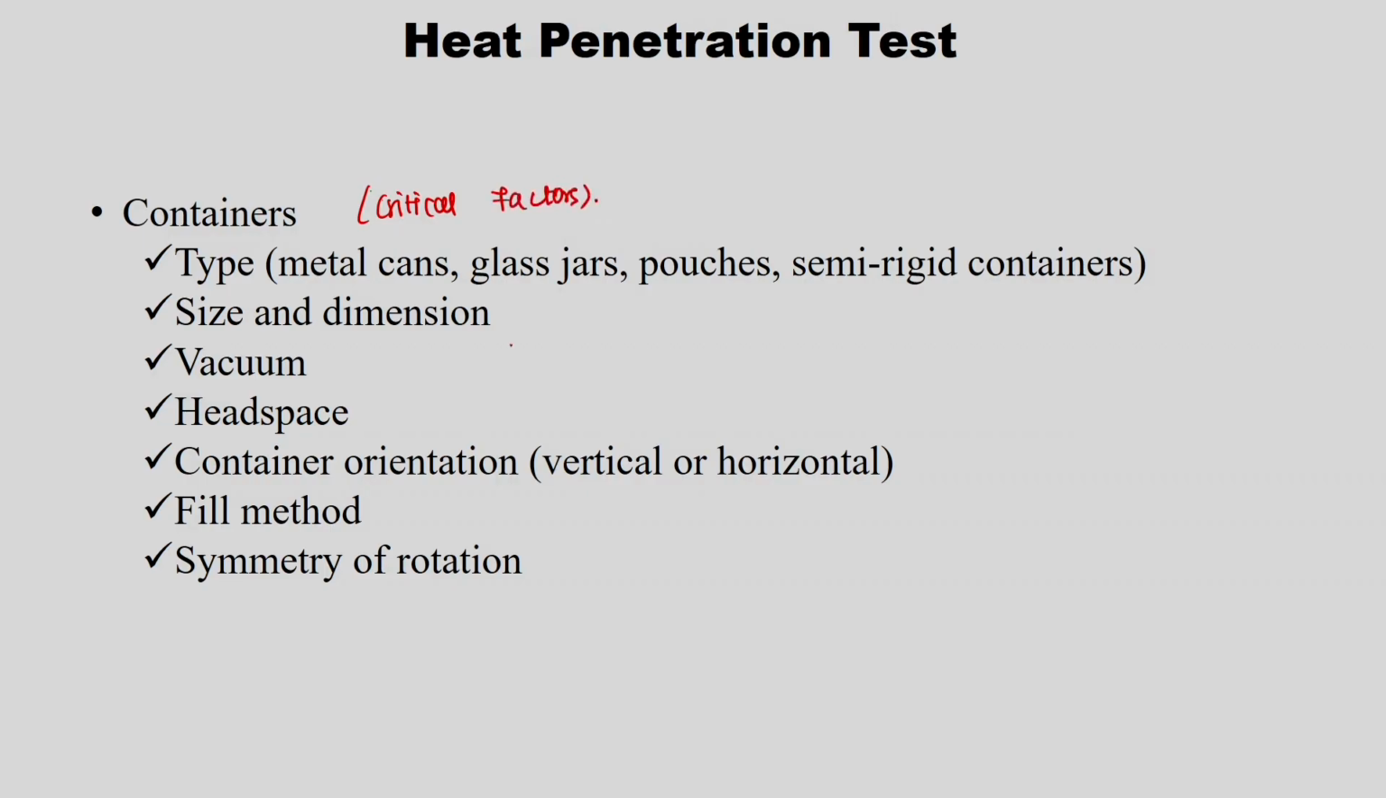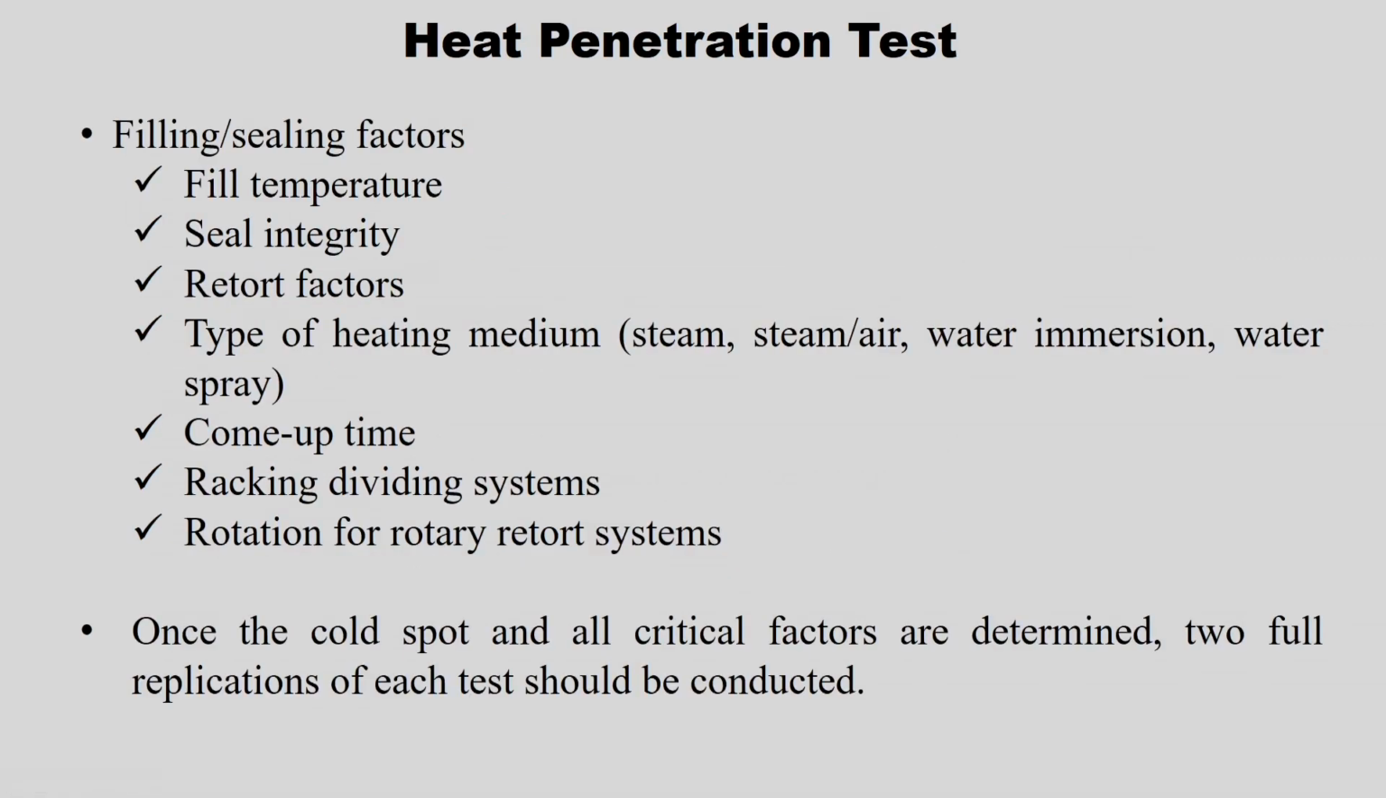One is the type: metal cans, glass jars, pouches or semi-rigid containers, which one. The second one is the size and dimension of the container, then whether a vacuum is created inside the container or not, and the head space involved, and container orientation, whether we are keeping it vertical or horizontal, then the fill method used during packaging, then symmetry of rotation, whether end to end, so you do it like this. So, the axial rotation is also there. So, it is in this way, right. So, the symmetry of rotation also has to be taken into account.